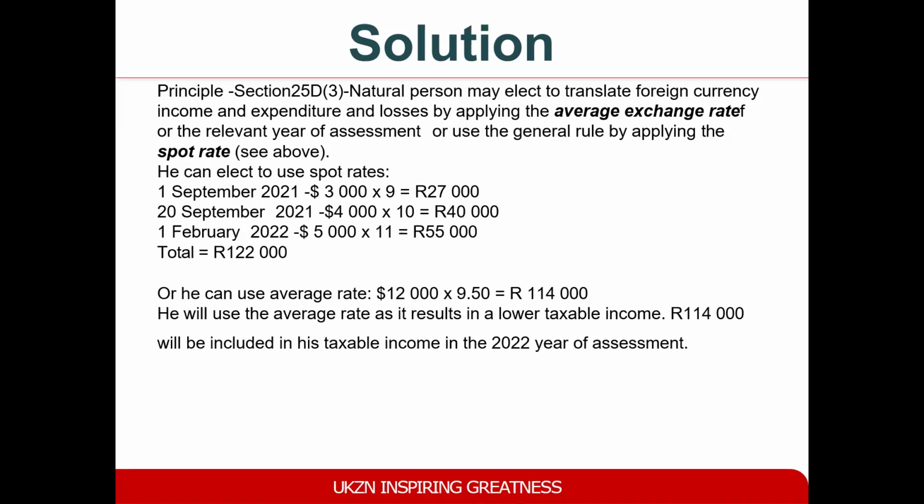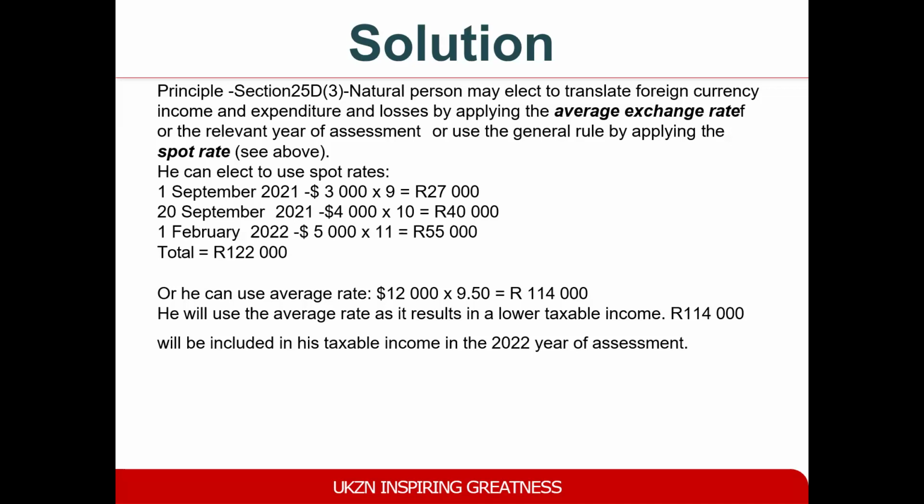He can use 10 rands. He can also use 11 rands. But at the same time, he can also use the average. And if he is using the average, he just has to add everything and multiply it by 950. Now, in this case, he will use the average because it results in lower taxable income, which should be included in his what? In his taxable income, because this is an income.